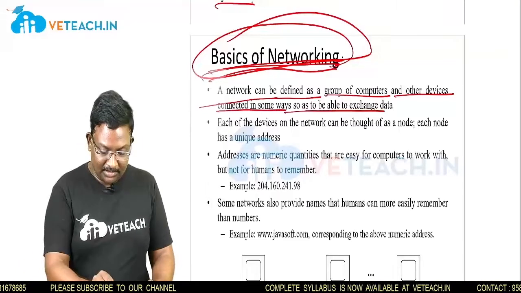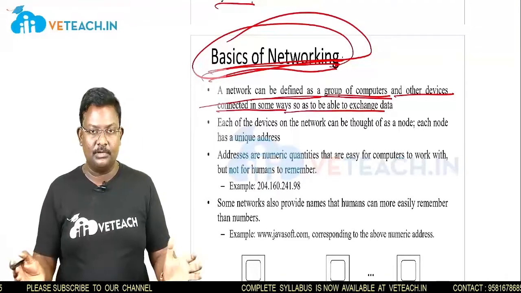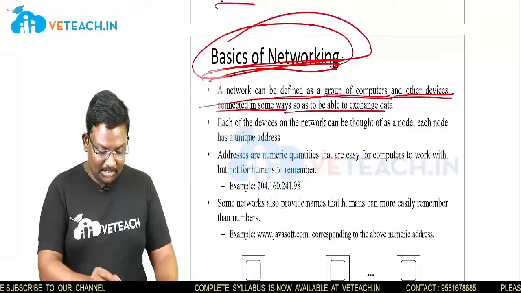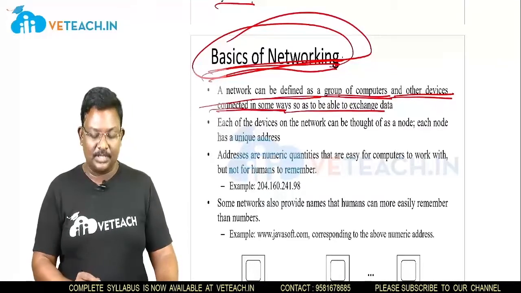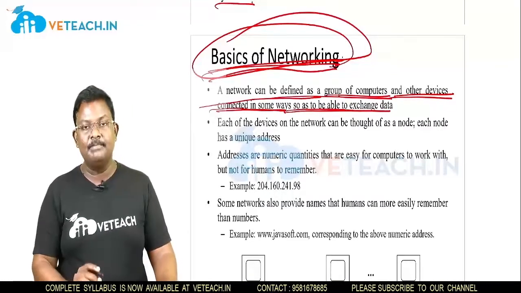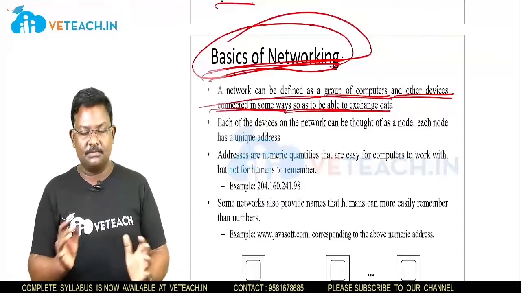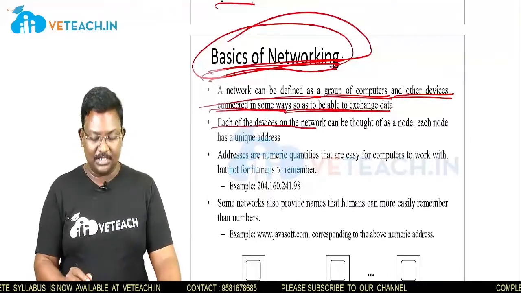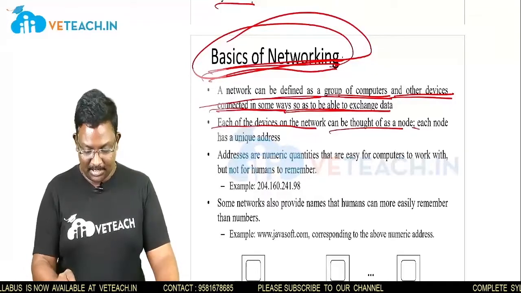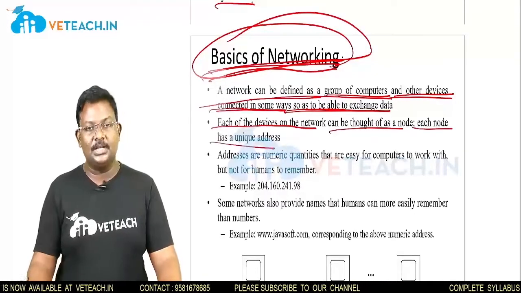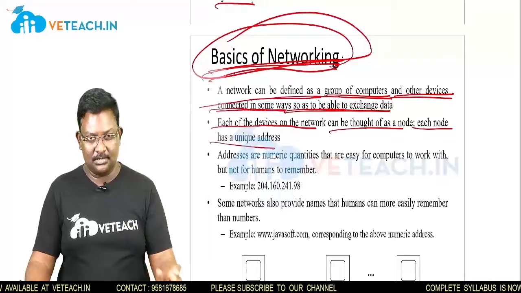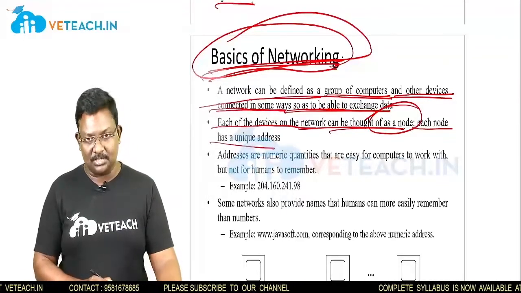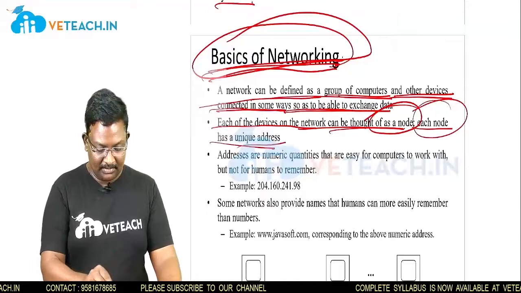A network can be defined as a group of computers connected in an orderly way, and other devices connected in some way so as to be able to exchange data. So, the data will be exchanged from one form to another form. Each device on the network can be thought of as a node, and each node has a unique address. We call each device a node, and each node will have a unique address.